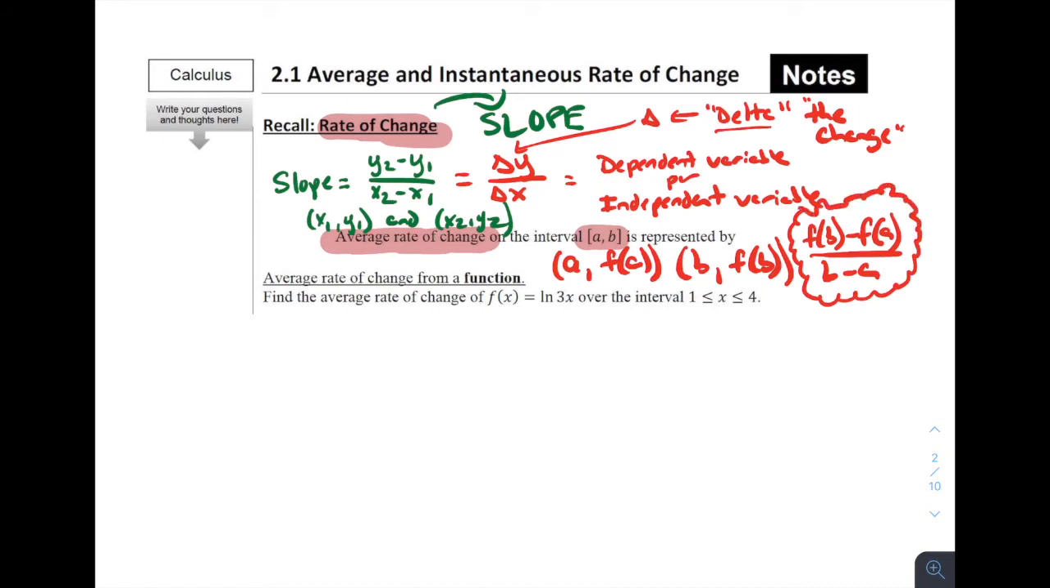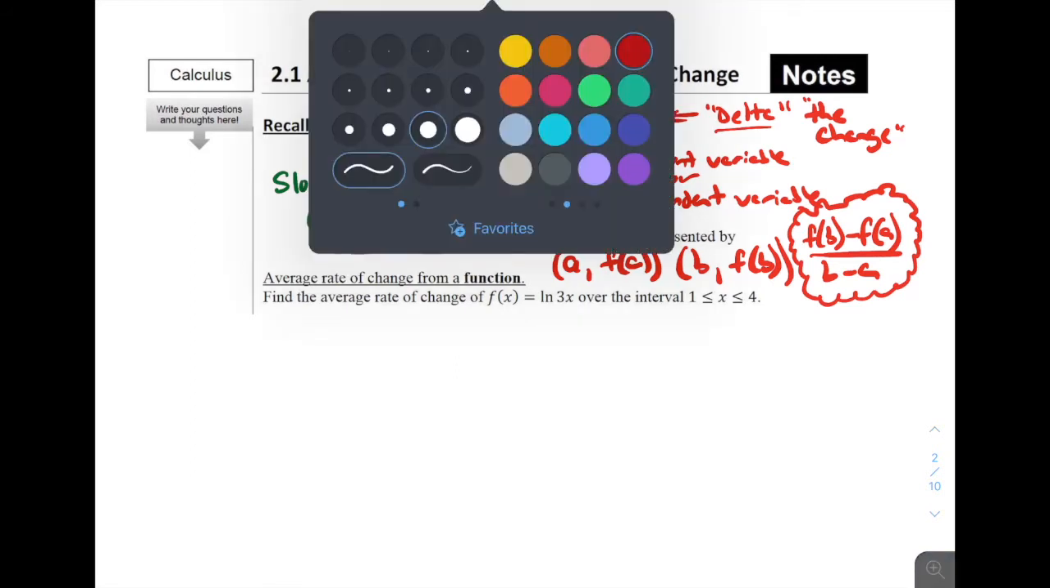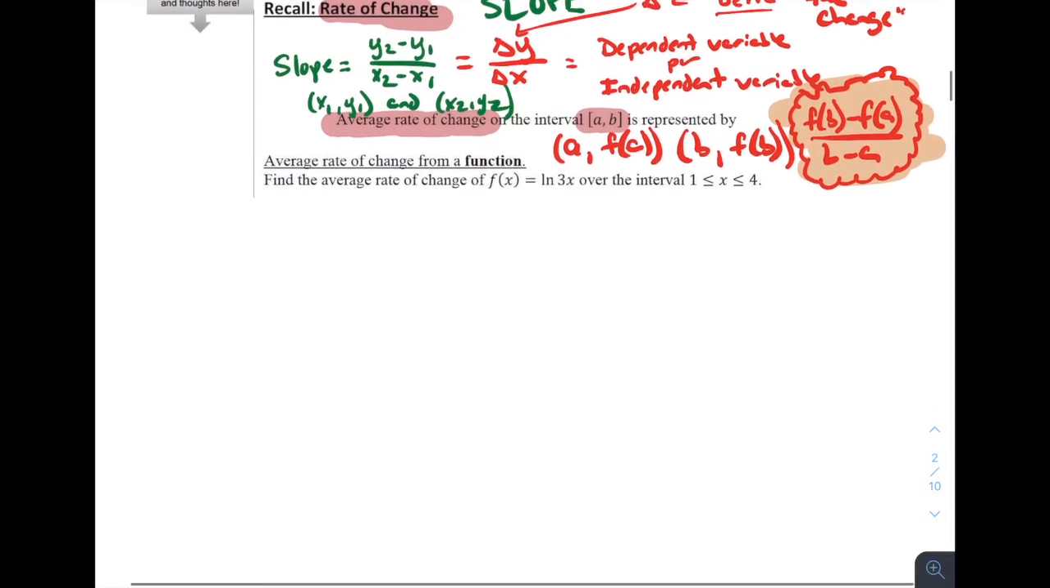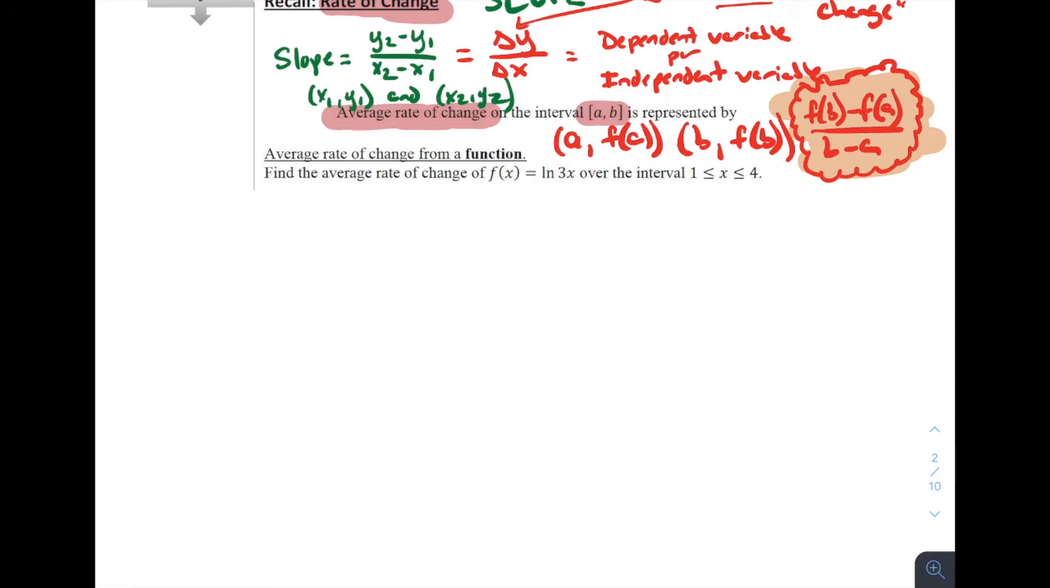Normally we write it with function notation in AP Calculus, and this is what we'll see most frequently when we're doing average rates of change. Highlight it, it's a big one to know. So the first question here is for us to find the average rate of change from a function.